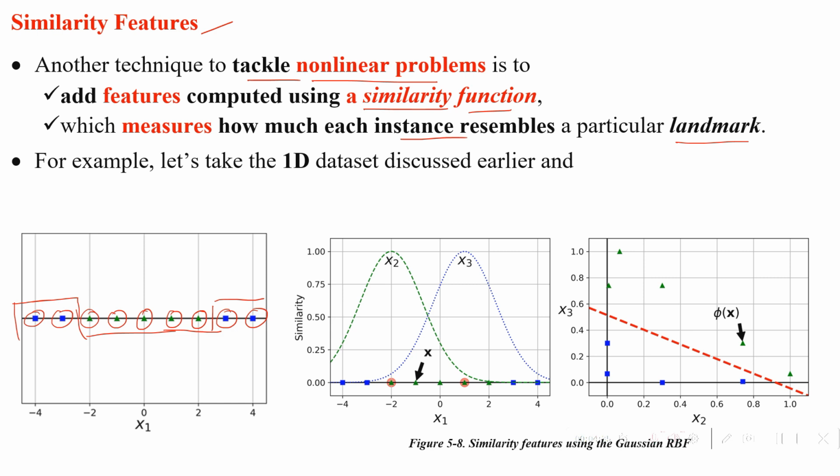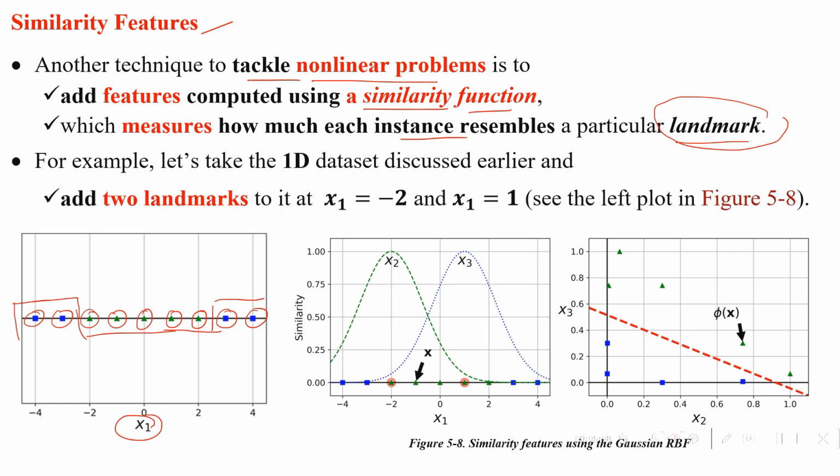For example, here we have a one-dimensional data set. It contains only one feature. The class labels are blue colors and green colors. Separating these blue points and green points with a linear equation is not possible. So at that time we create new features with the help of some landmarks. Landmarks are very important. With the help of landmarks, we convert the data into different features.